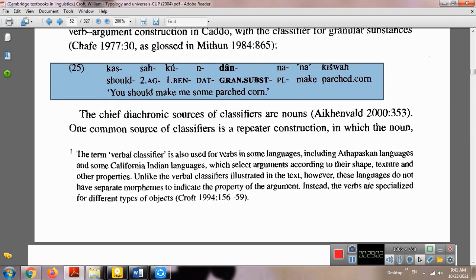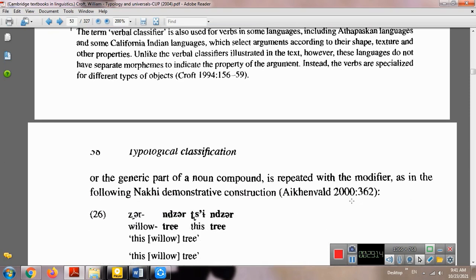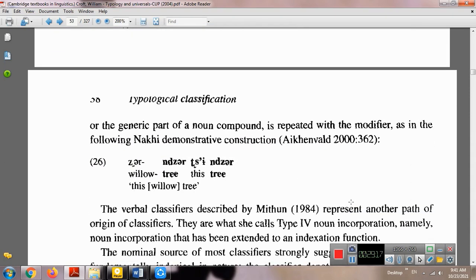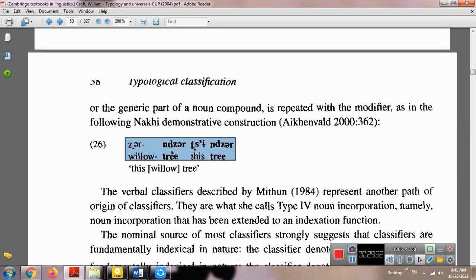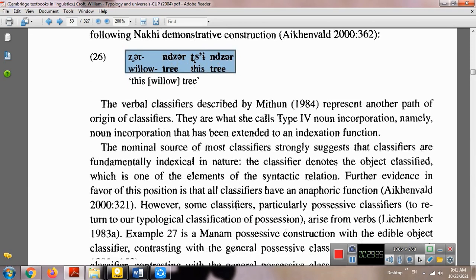The chief diachronic sources of classifiers are known. One common source of classifiers is a repeater construction in which the noun, or the generic part of the noun compound, is repeated with the modifier, as in the following Nahi demonstrative construction, where they repeat that classifier. The verbal classifiers described by Mithun in 1984 represent another path of origin of classifiers.